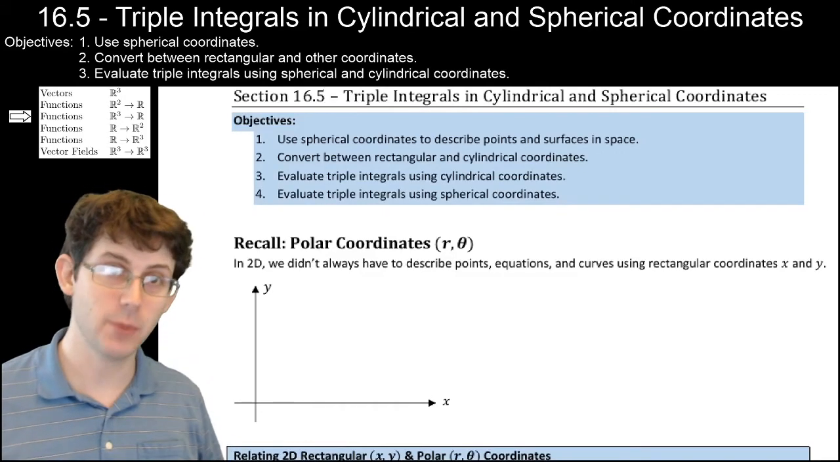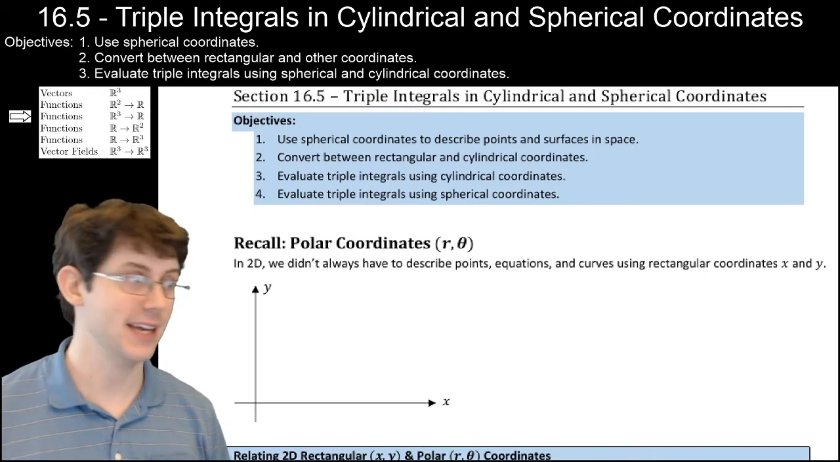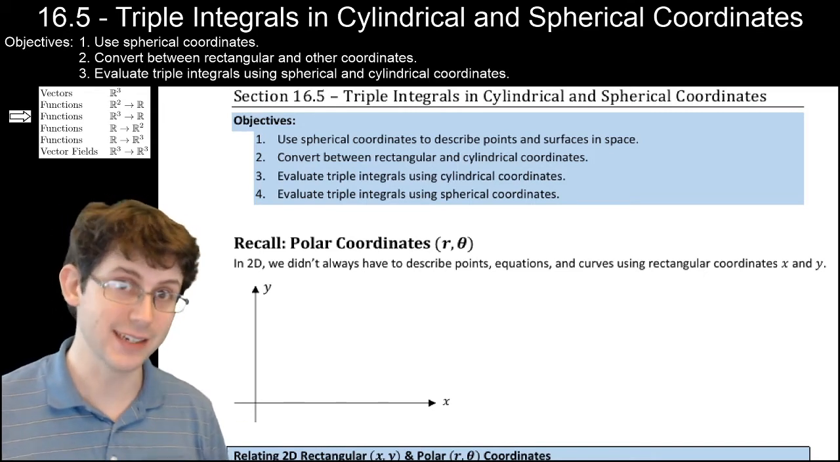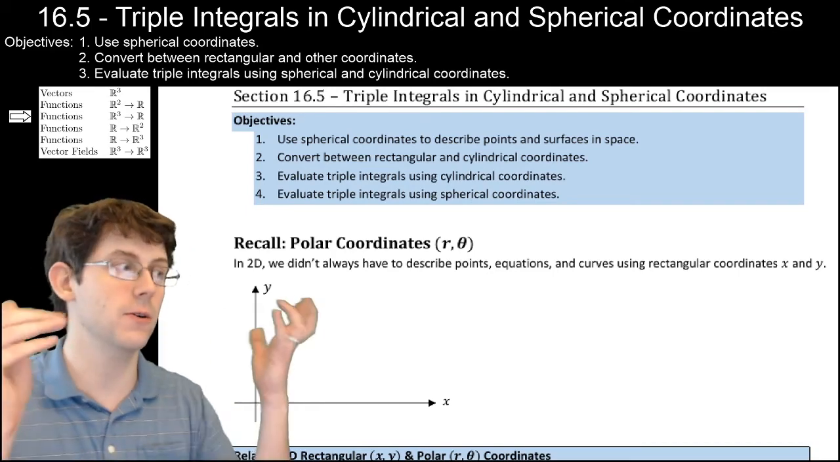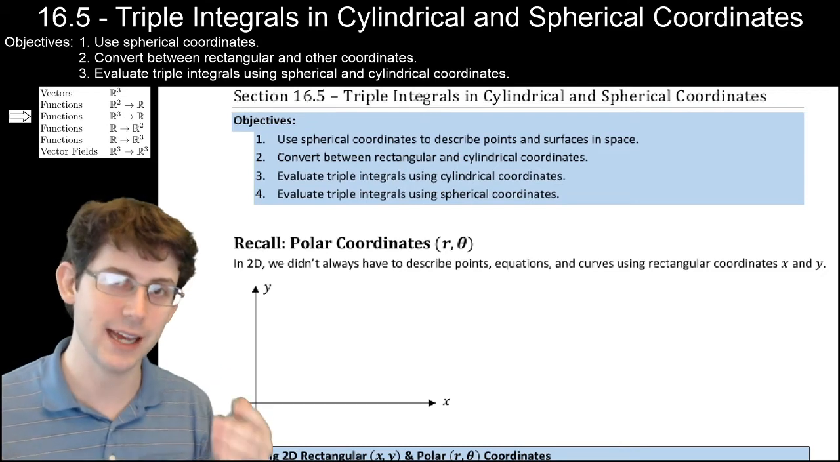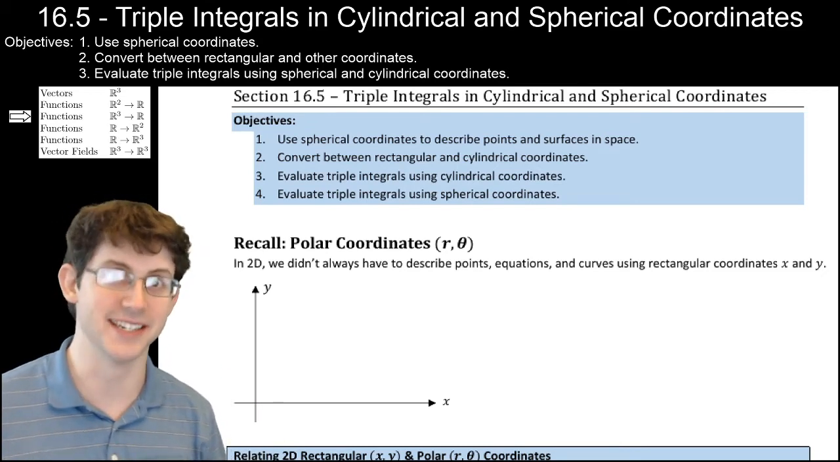This is section 16.5, triple integrals in cylindrical and spherical coordinates. This section has 9 pages of notes, and it's really long, and it's really technical, and it's quite difficult. And so you might be thinking, no, not this section, it's terrible. But this is the section where we have finally got enough mathematics that we can deal with the fact that we live in 3 dimensions.